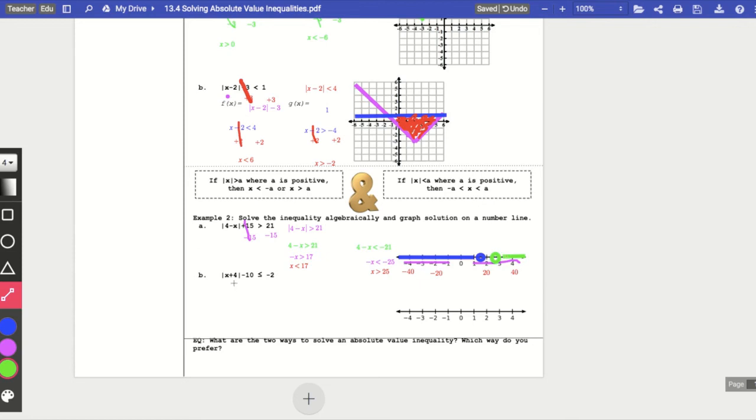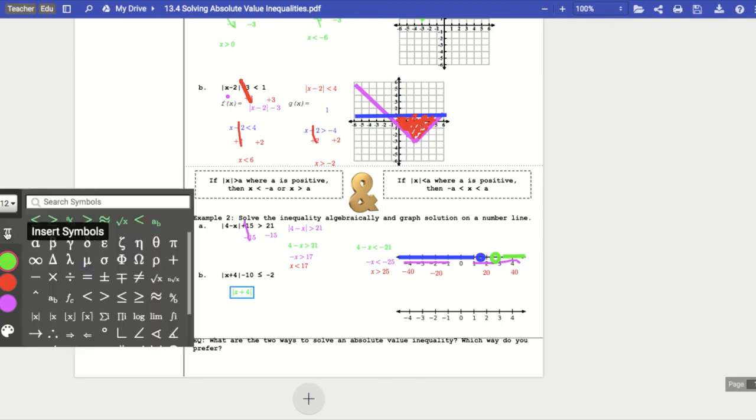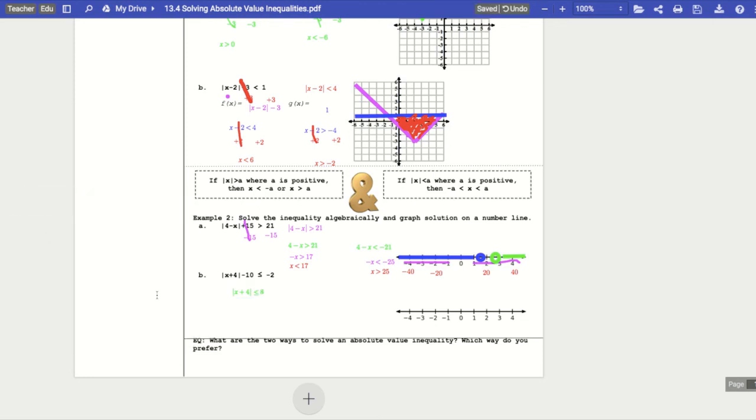We have the absolute value of x plus 4, minus 10, is less than or equal to negative 2. I'm going to go ahead and solve, so add 10 to both sides. When I add 10, I'm going to get that the absolute value of x plus 4 is less than or equal to 8. Okay. And then this matches this inequality.